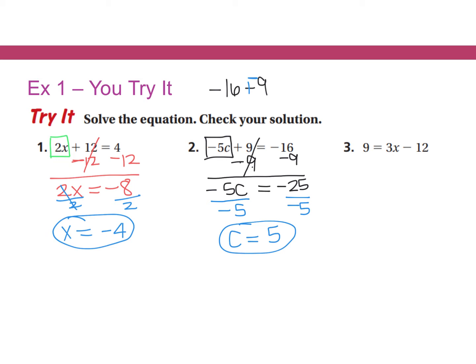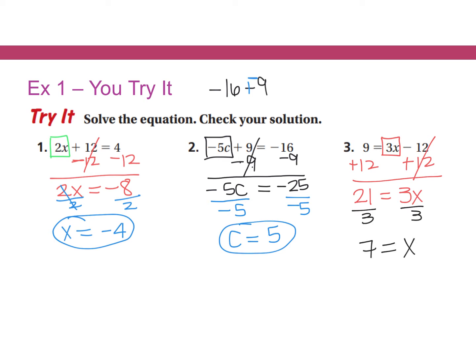And finally, with number 3, I have 3x. I'm going to section that off by itself. From that, we're subtracting 12. To undo that subtraction, I'm going to add 12 to both sides. These are going to cancel, and 9 plus 12 will give me 21. I'm left with the 3x here on the right. And to undo that multiplication of 3 and x, I'm going to divide both sides by 3. And I'm left with 7 equals x.